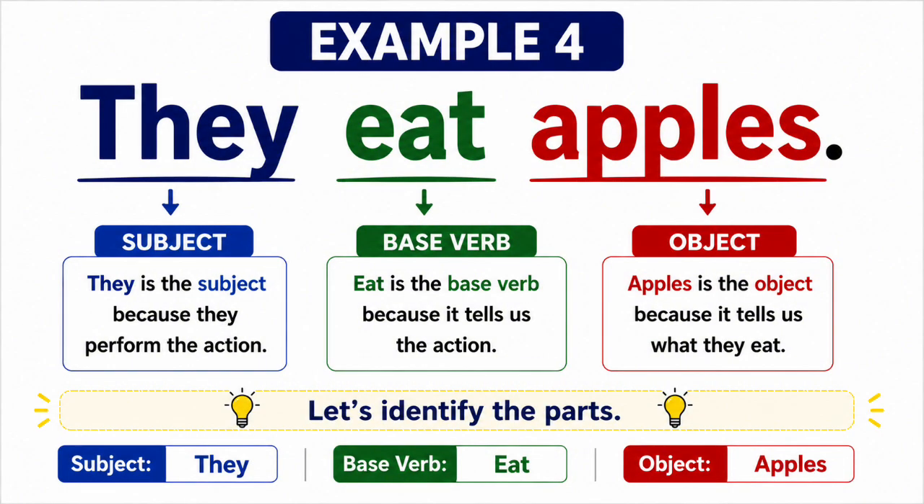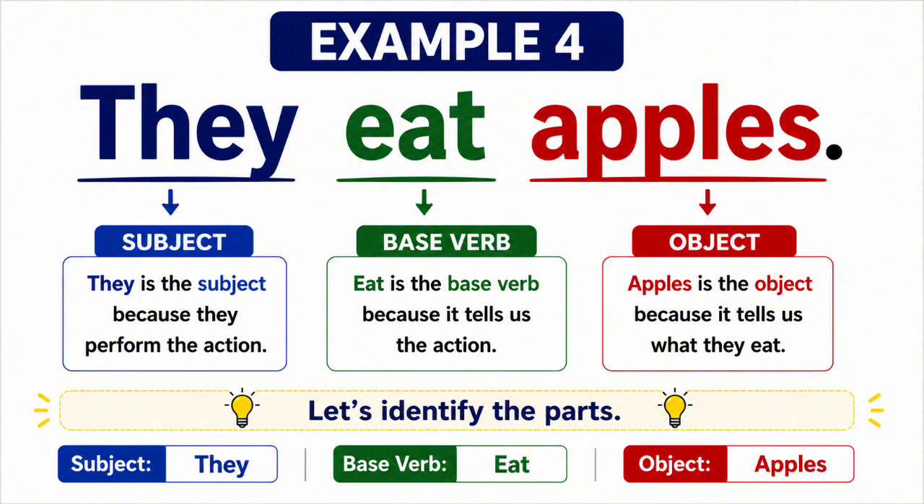Now another example. They eat apples. They is the subject because they perform the action. Eat is the base verb because it tells us the action. Apples is the object because it tells us what they eat. Again, subject they, base verb eat, and object apples.